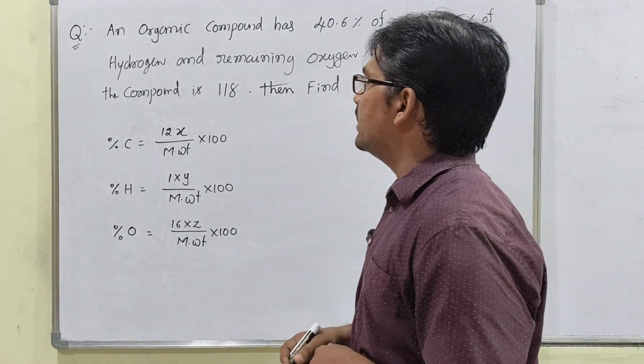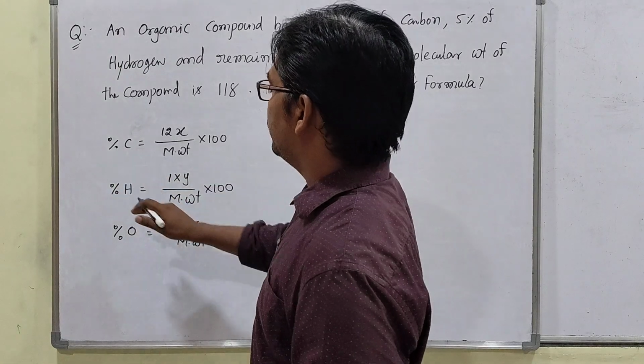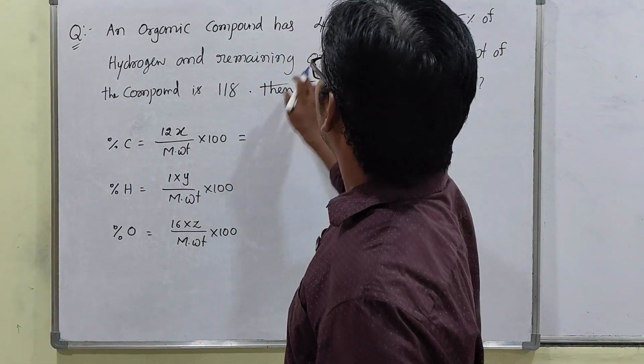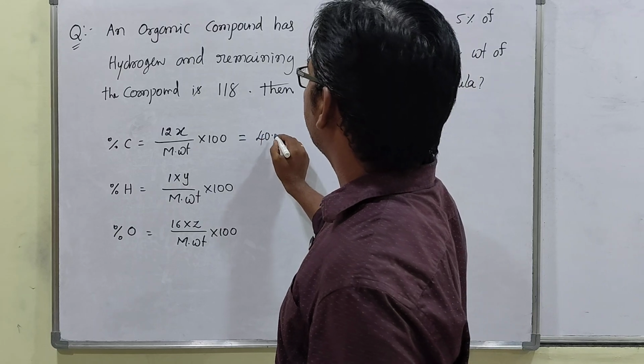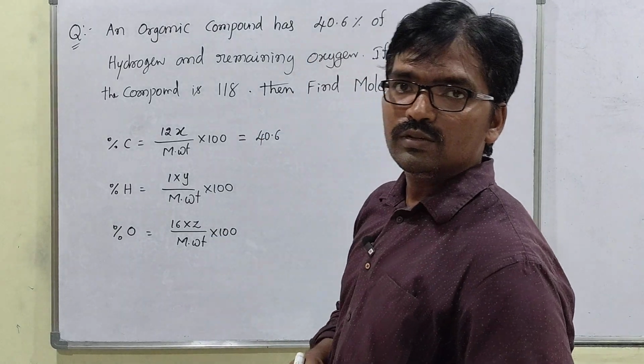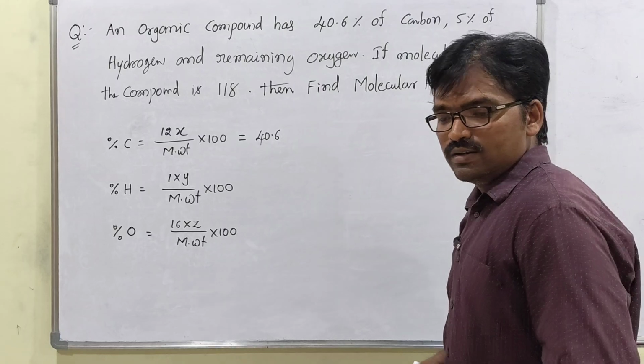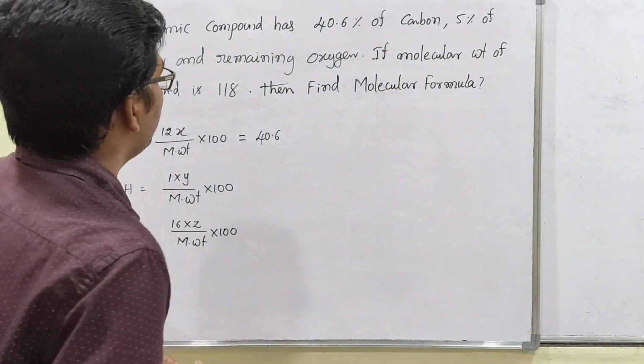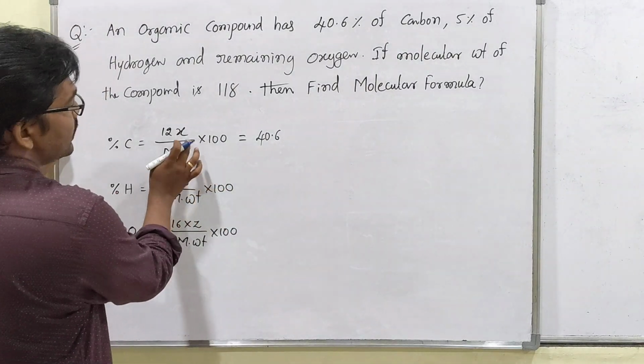Okay, how do we find X, Y, Z? Sir, the percentage composition is given, right? What percentage of carbon is given? 40.6 is given. How much is given? So 40.6 is given. From this, X you have to find out.